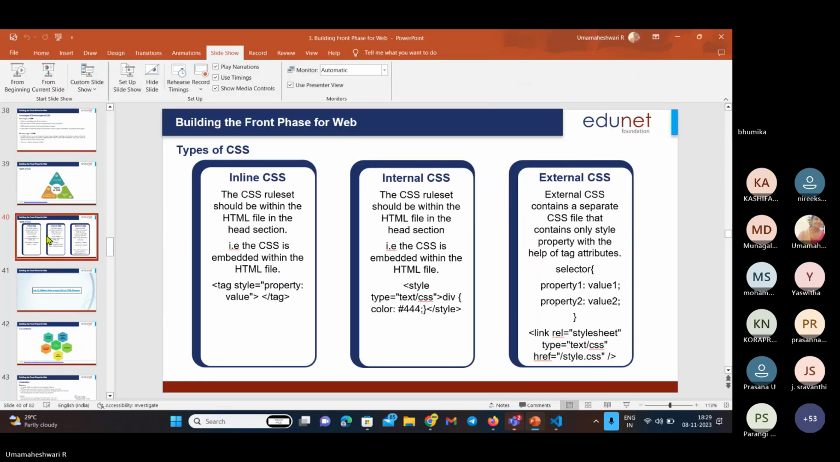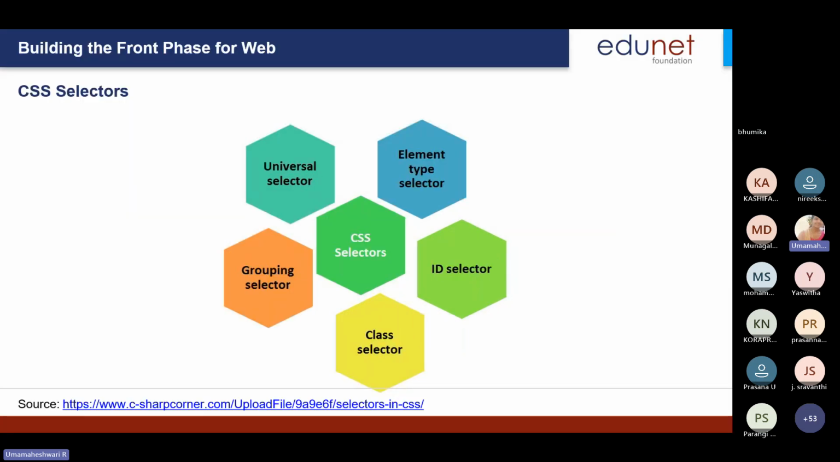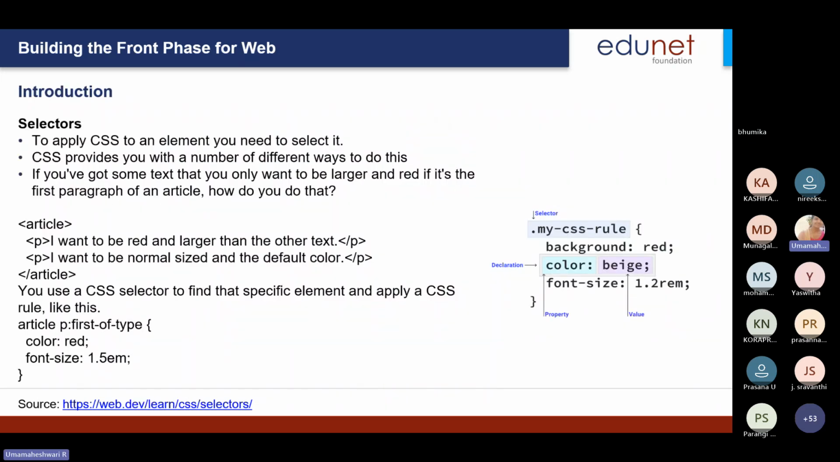And then what are the different CSS selectors we have? Let's see. As of now, we have used one selector. What is it? It is an element selector. There are different ones like universal, grouping, class, and ID. So let's check the theory and then we'll move on to the coding part.